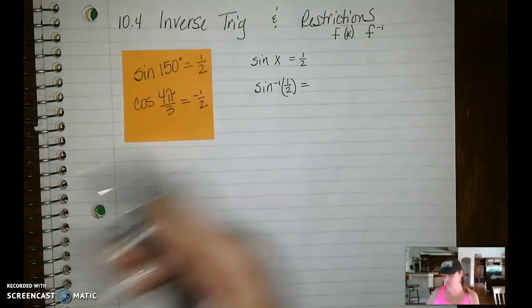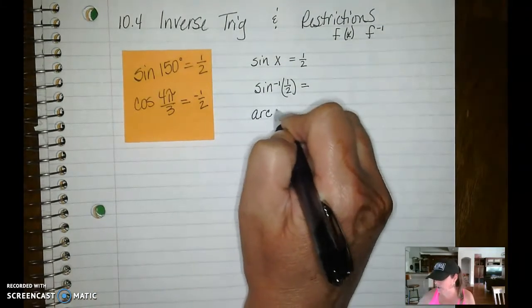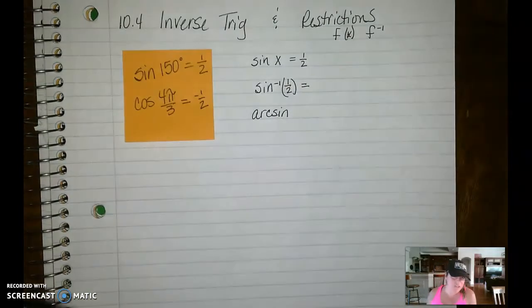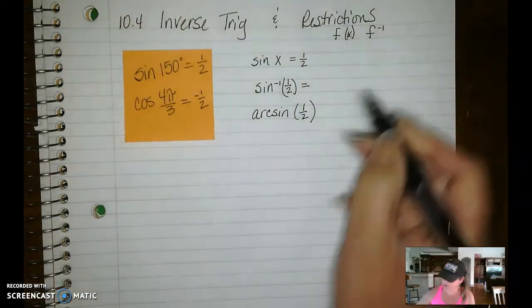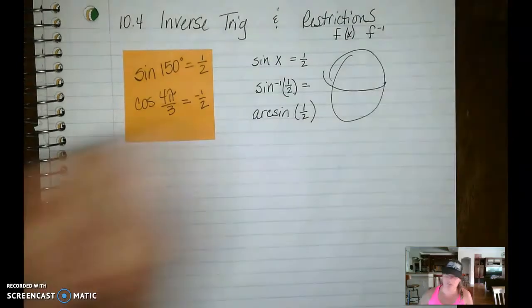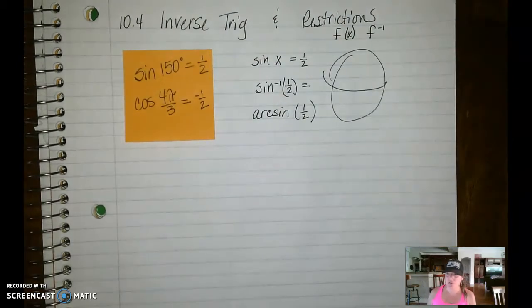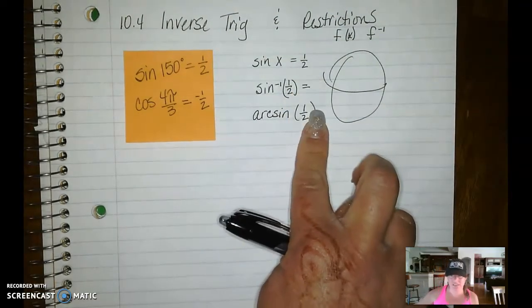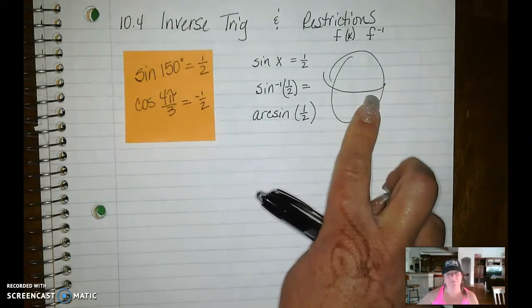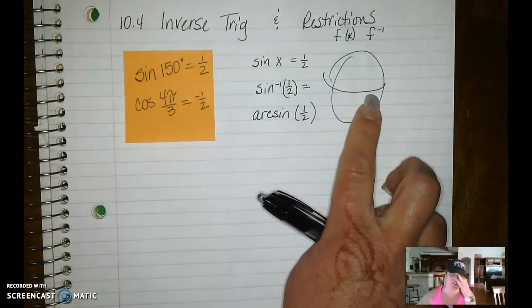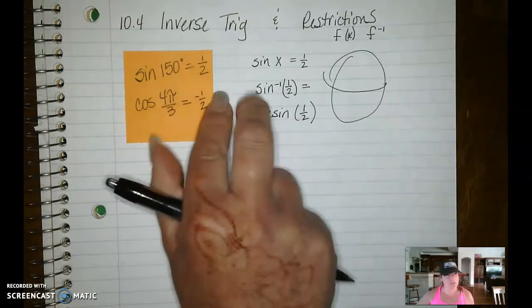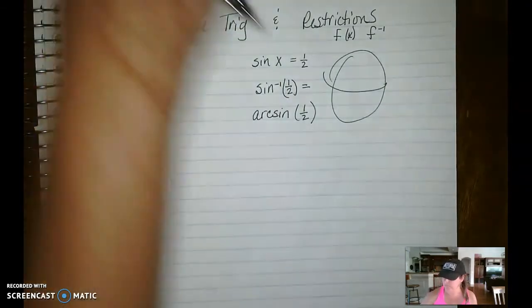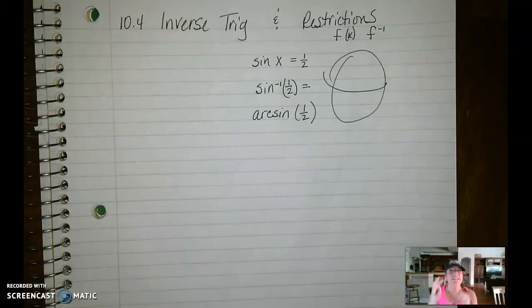The other thing that it could say is the arc sine, okay? So the arc sine of 1/2. They all mean the same thing. Your answer is going to be an angle, okay? So whatever it happens to be that they're asking you for, your answer is the actual angle, okay? Let's talk about this, though, the sine being 1/2, okay? And this idea of restrictions is going to start to come about, okay?